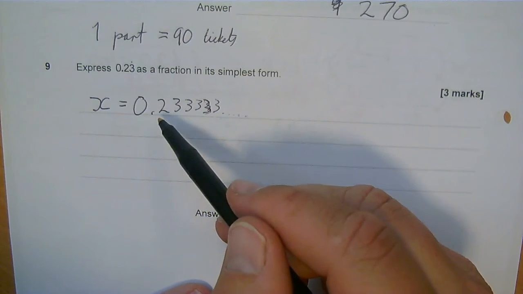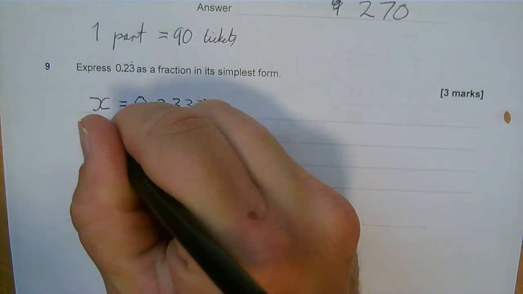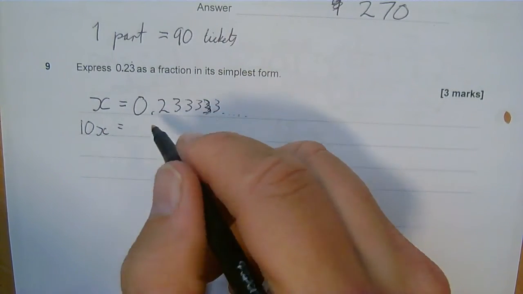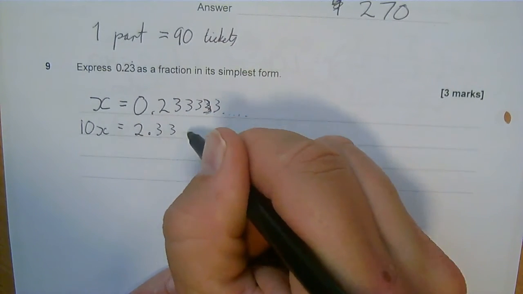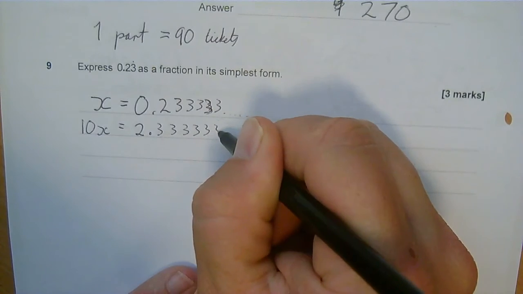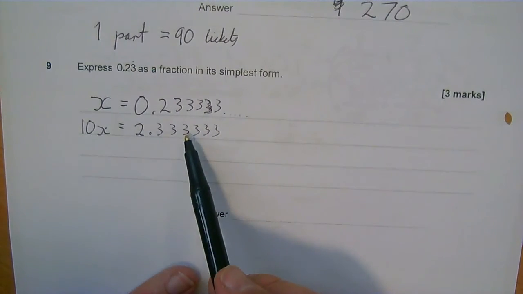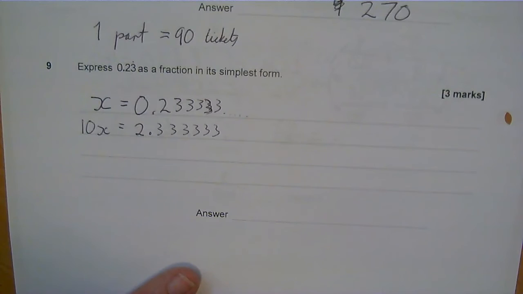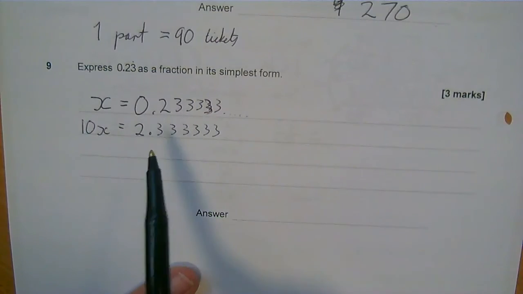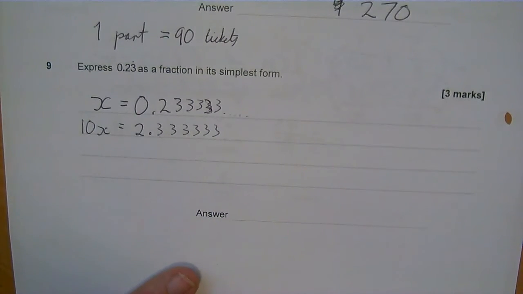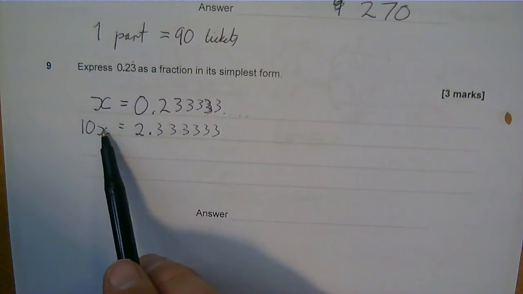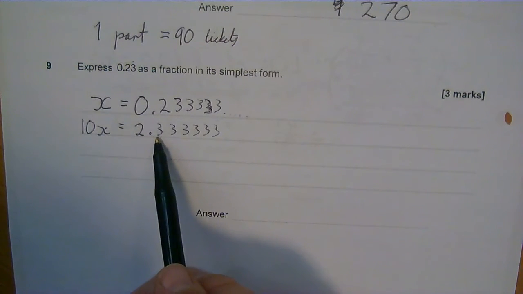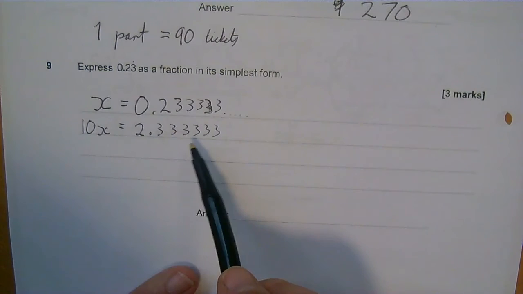Well, how can I achieve that? I can times it by 10. 10 lots of x is therefore equal to 2.33333. Now if I take these away, I'm not going to be left with a whole number. I want to be left with a whole number. So what I'm going to do is I'm going to do another multiple here, which will also have the same string of numbers after the decimal point.